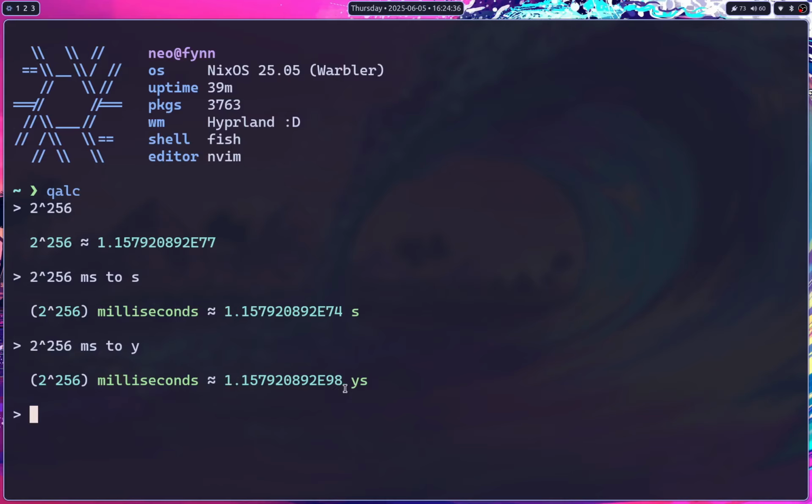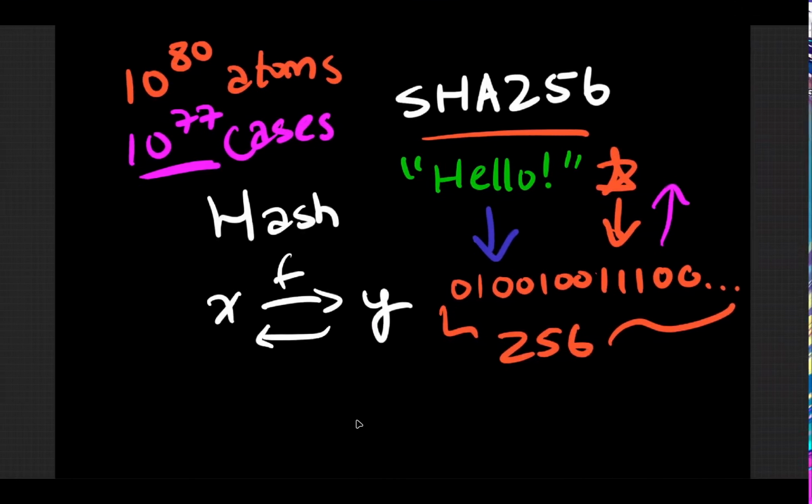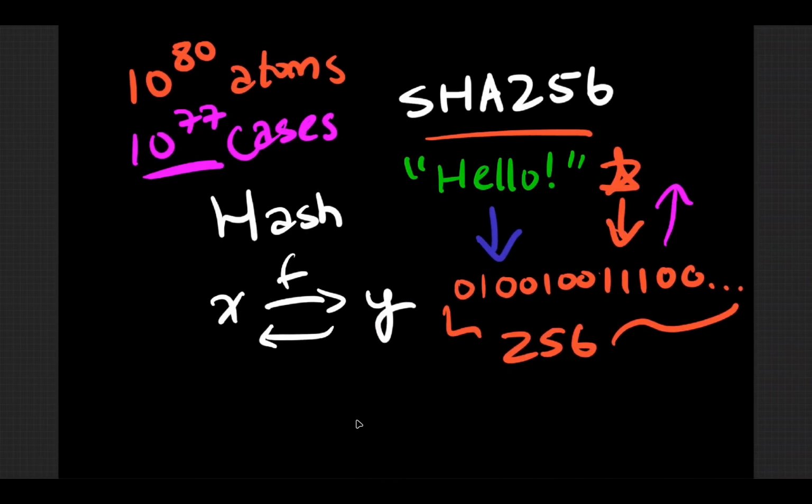That is a lot of years, and you're not going to be able to crack this code, right? So, what does this say? Well, it tells us that a hash function basically guarantees security. Now, why is that? Because this is a one-way function. We didn't define a function that goes backwards.